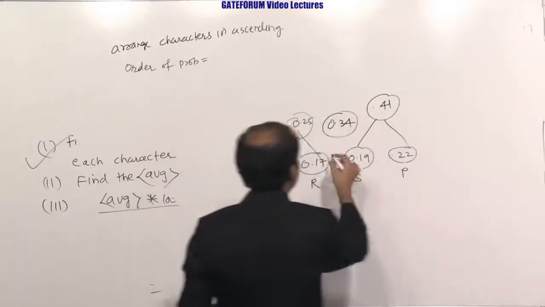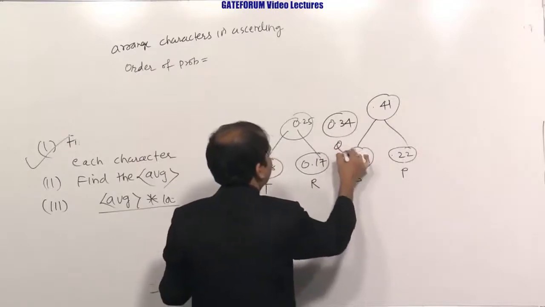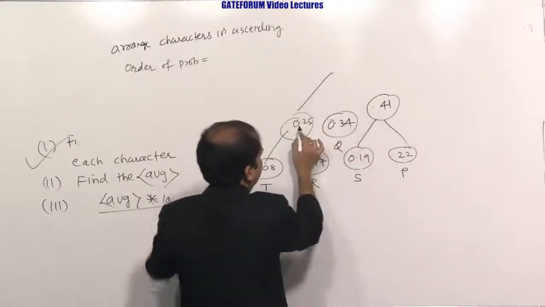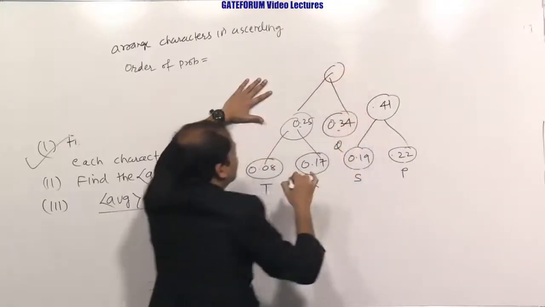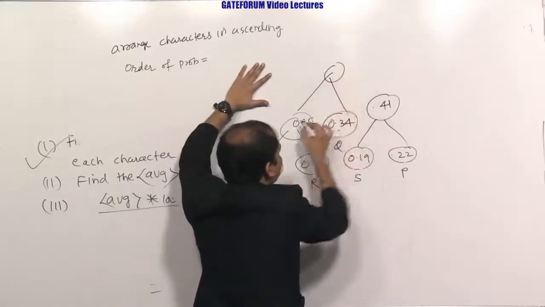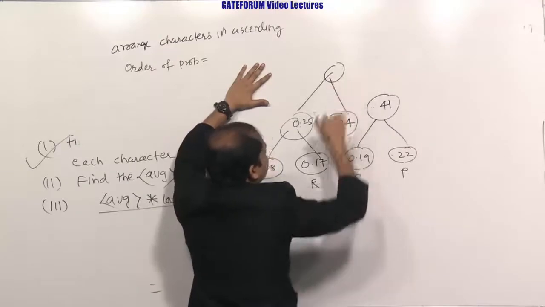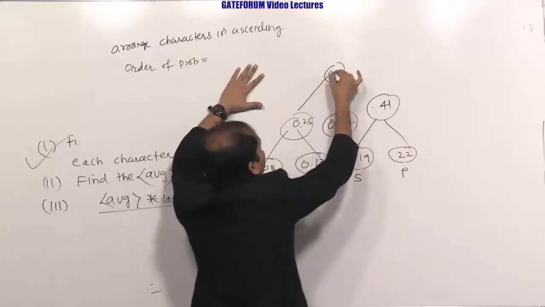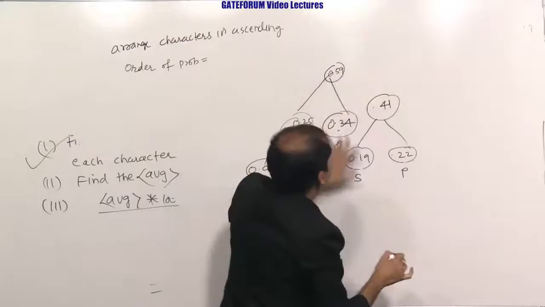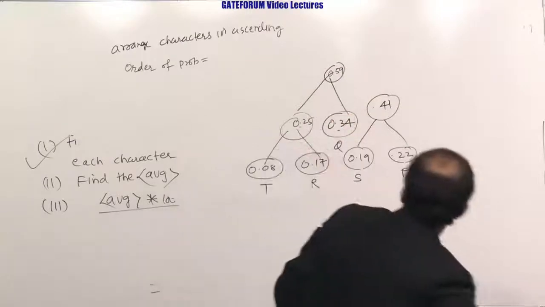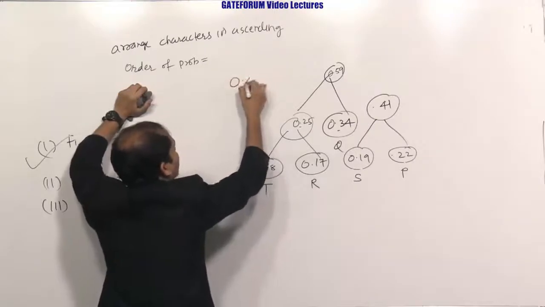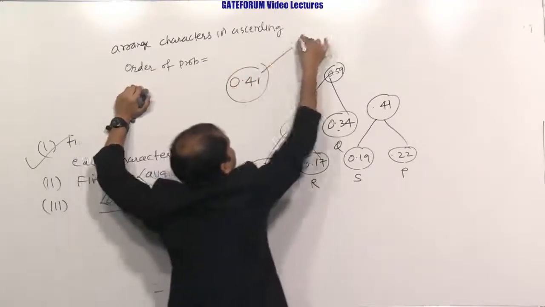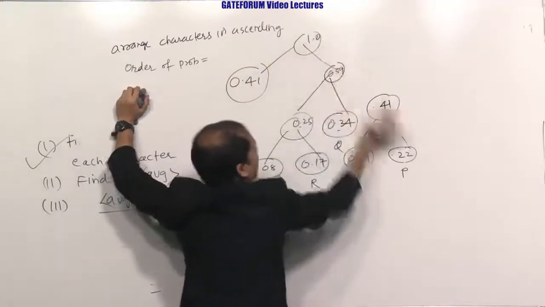Q. So if you add this 0.24, 0.34, so sum of this will be added, so it will be 0.59. Now we have a 59 and we have 41. So again we have to bring this here. So 0.41 and the sum of these 2 will be 1. And this will be here.